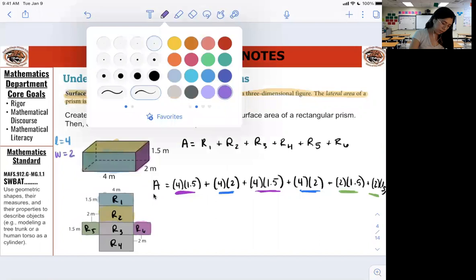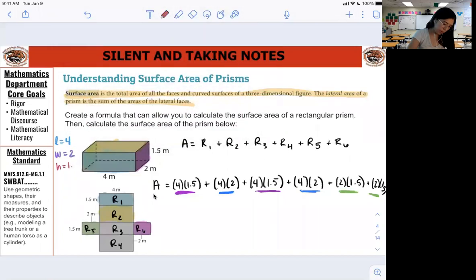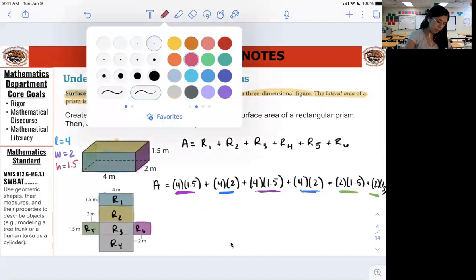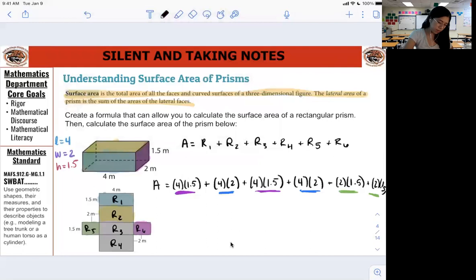And the height was 1.5. So if I kind of rewrite this, I actually skipped a step, so I'm going to write it over here. This would be 4 times 1.5. So that would be the length times the height. 4 times 2 is the length times the width. Length times height again. Length times width again. And then 2 times 1.5, that's W times height.